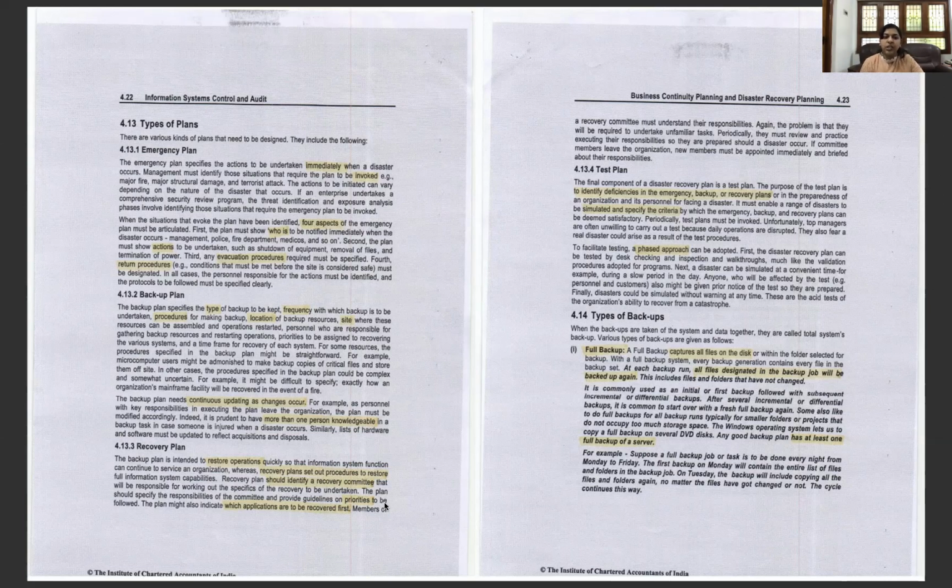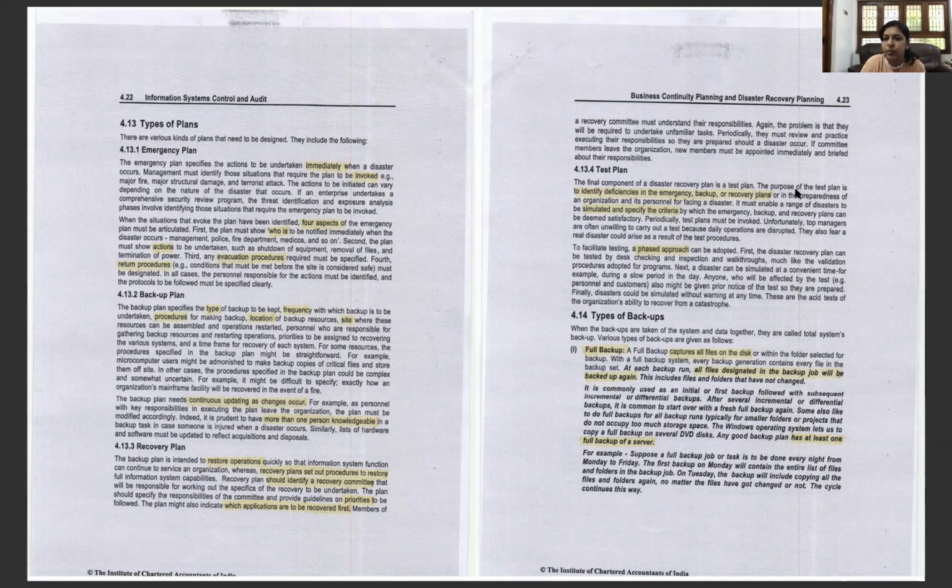So the emergency plan, immediately when disaster occurs. Backup plan, we are going and working in another site, and it also should be continuously updated. And the recovery plan, restoration of the operations. What is the next one? Test plan. What is a test plan?